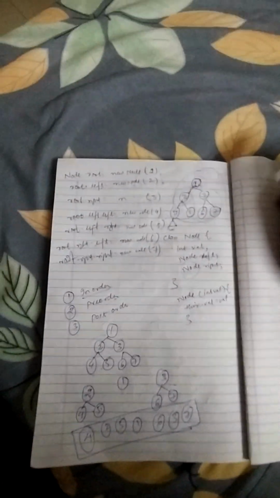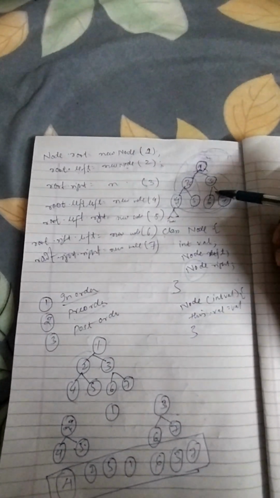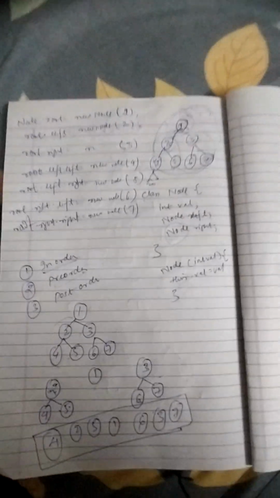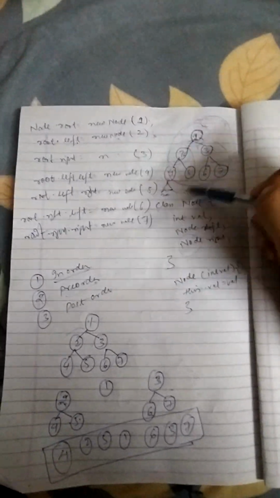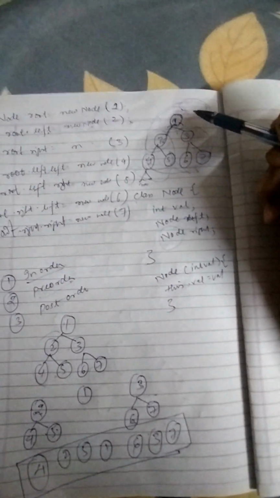Similarly, in pre-order, we will first be exploring the parent, then the left tree, then the right tree. And in post-order, we will be exploring first the left tree, then the right tree, and at last we will be exploring the parent node.